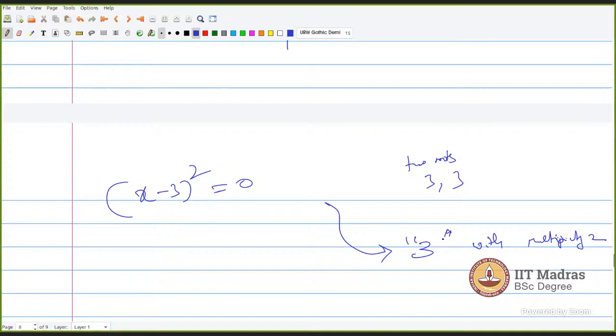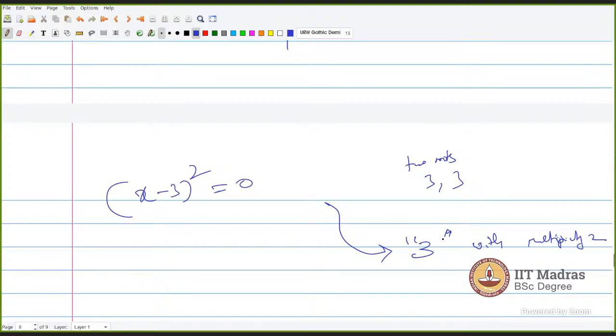So, repeated roots are not distinct? Repeated roots are not distinct. Repeated roots are the same value. 3 3, 2 2, 4 4, same thing. Okay. They are counted as only one real root, no?